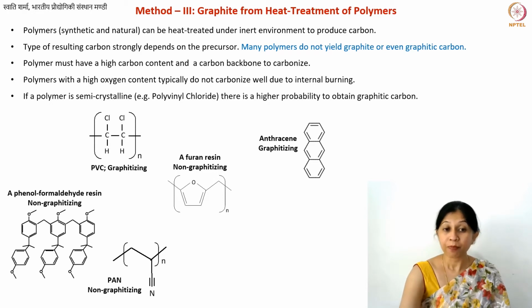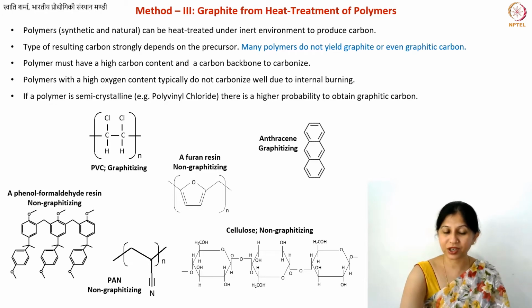PAN or polyacrylonitrile is actually a polymer which is used for making carbon fibers. And this typically gives you non-graphitizing carbon. However, under extreme conditions, under 3000 degrees and very thin fibers and so on, it has also been reported to provide graphite crystallites. But what we do for fibers, again, we'll talk about that in the fiber section.